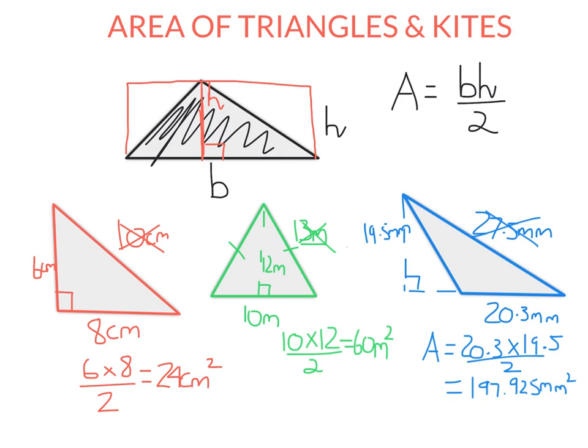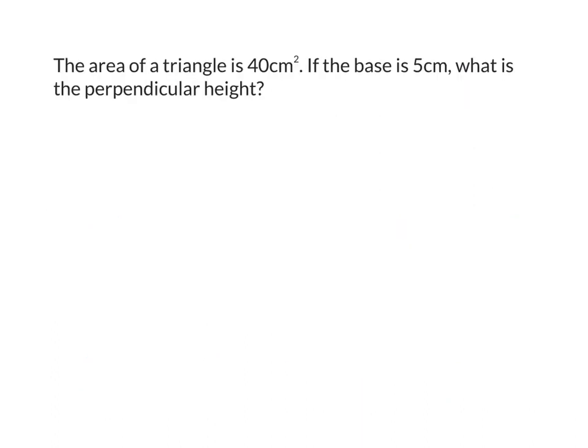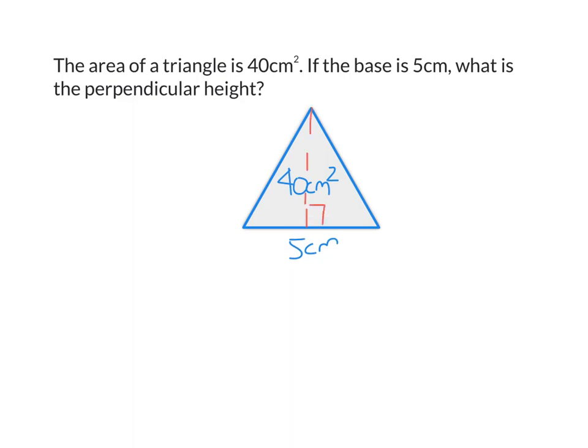Now we're going to look at using the area of a triangle to find one of its sides. Let's do this question here. Area of a triangle, 40 centimeters squared, base 5 centimeters. What is the perpendicular height? Let's start by drawing a triangle here. We're told area is 40 centimeters squared and the base is 5 centimeters. We're finding this height here, the perpendicular height.